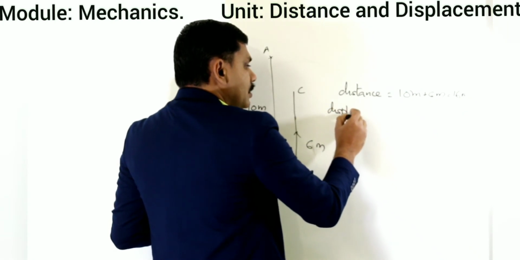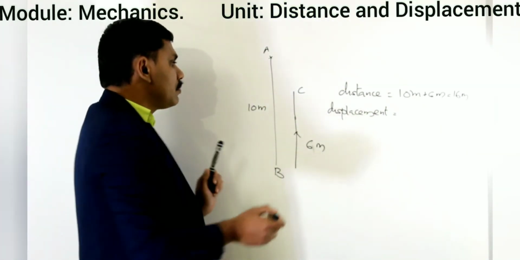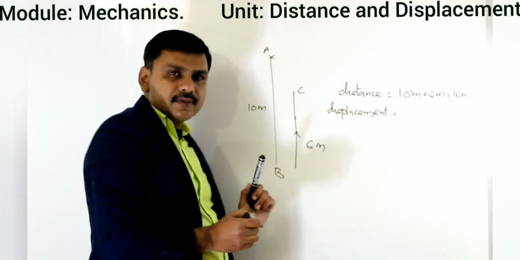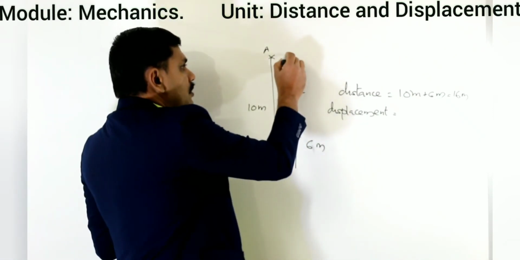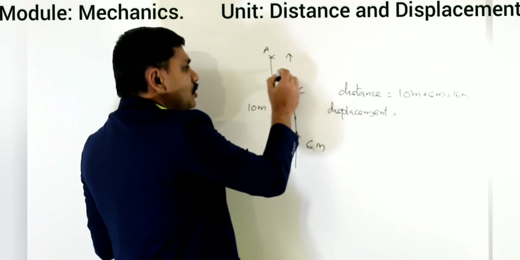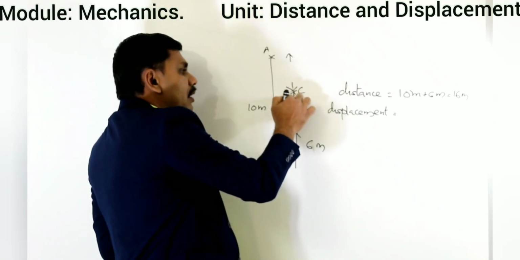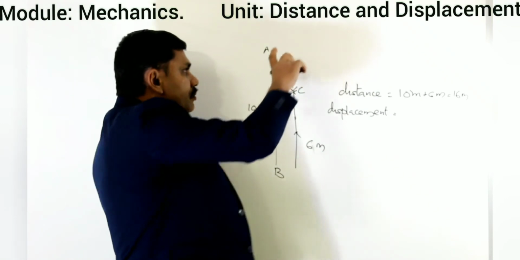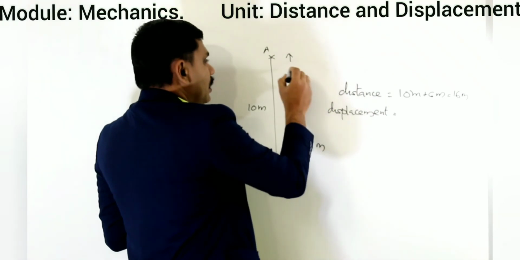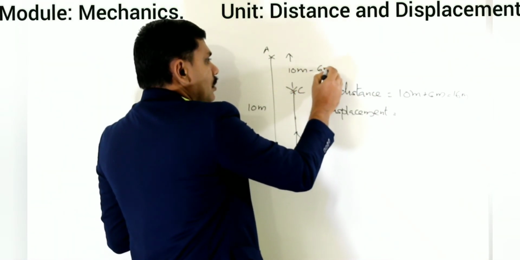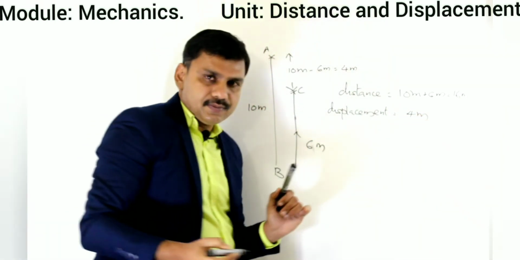Then what is the displacement? Initially the object was here, finally the object is here at C. So this gives the displacement. This is the change in position of the object. Initially it was at A, finally at C. So the change in position is between A and C. So this will be 10 meter minus 6 meter equal to 4 meter. So displacement will be 4 meter.